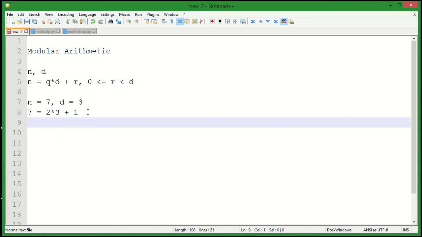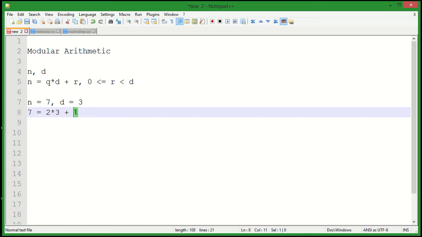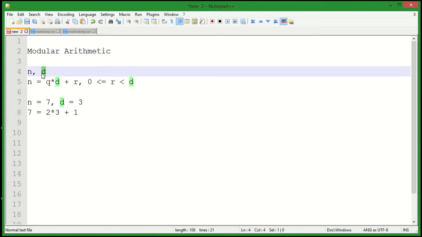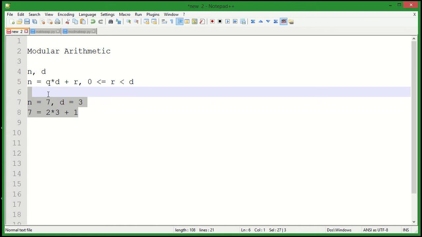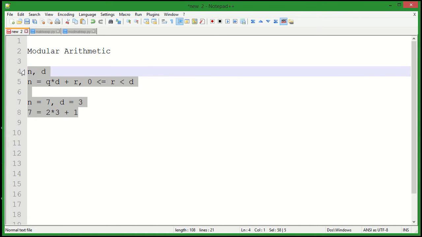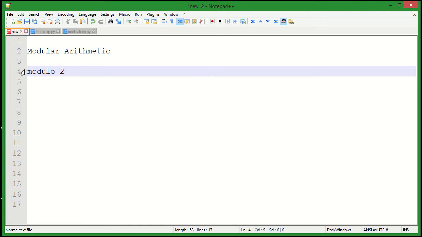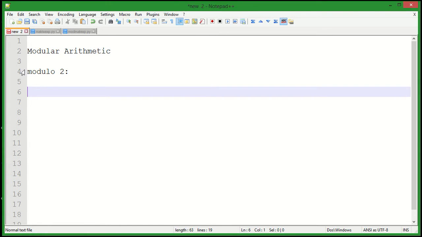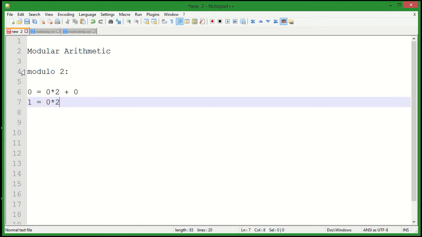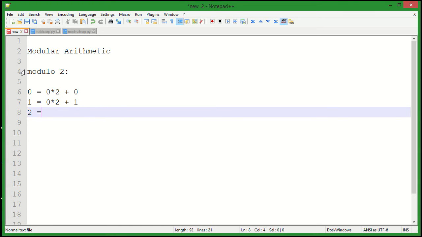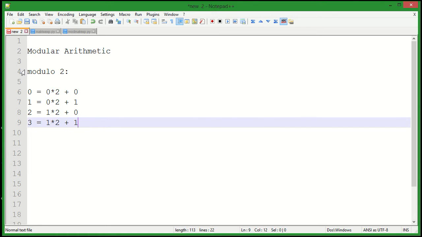Alright, so what we can do with this is we can classify numbers, we can group them, based on their remainders when divided by some d. For instance, first I'm going to start with a d of 2, and we're going to call this modulo 2 arithmetic. Basically we're going to take all the numbers, divide them by 2, see what their remainders are, and group them. So 0 equals 0 2's plus a remainder of 0. 1 is equal to 0 2's plus a remainder of 1. 2 is equal to 1 2 plus a remainder of 0. 3 is equal to 1 2 plus a remainder of 1.